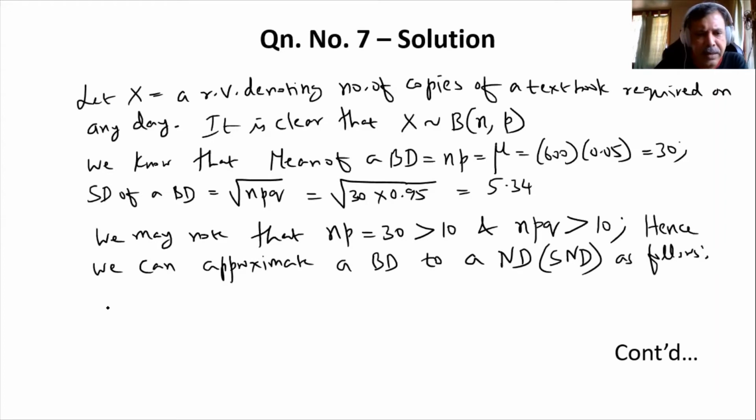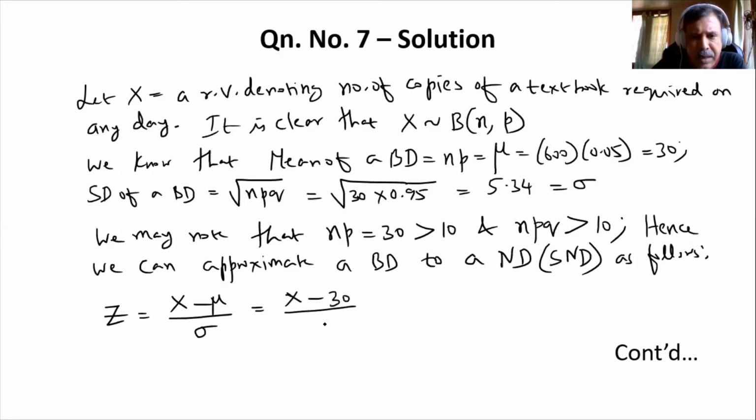So we will bring in that standard normal variate, which is our Z, and we know that is X minus mu divided by sigma. What is sigma? This is sigma, standard deviation. So it is nothing but X minus, what is that? We have this 30 is our mu, and the sigma is 5.34. So that becomes our Z value.